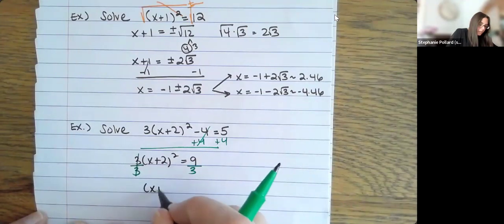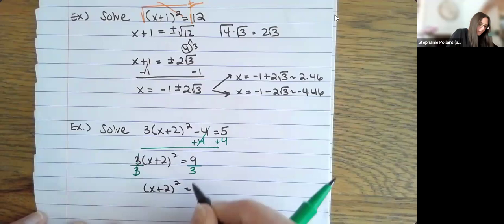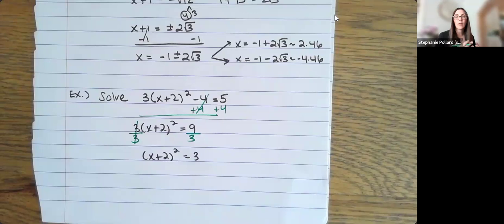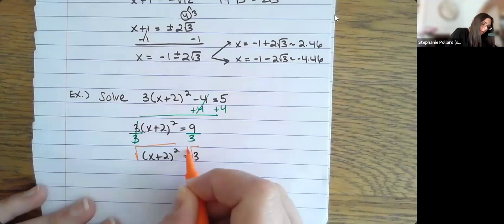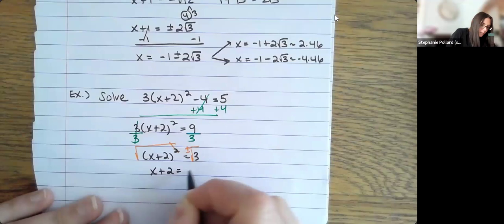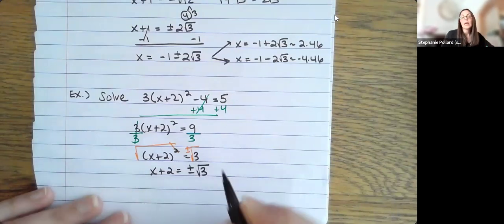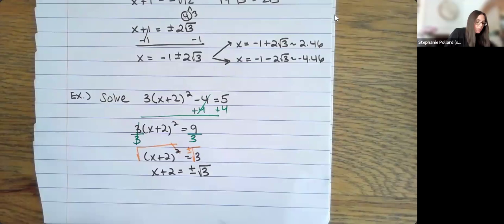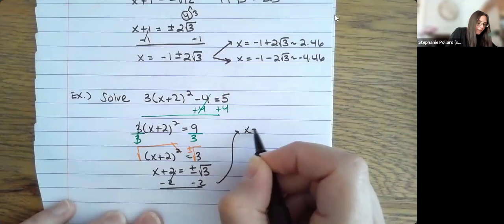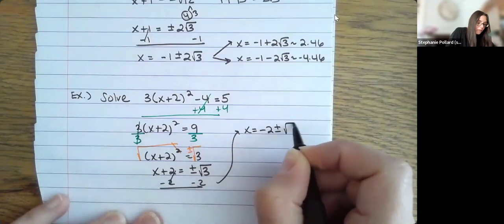So I have x plus 2 squared equals 9 divided by 3, which is 3. So that's really important that you get that square by itself. Otherwise, when you square root it, it's not going to work right. So now I can go ahead and take the square root of both sides. So I have x plus 2 equals plus or minus the square root of 3. Now I can't break down the square root of 3, so I'm just going to subtract the 2 from both sides, and I'm going to get a final answer of -2 plus or minus root 3.